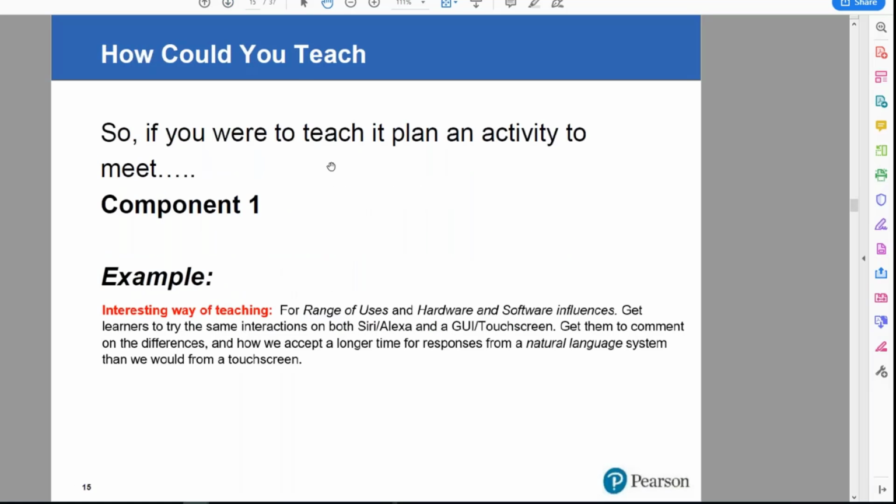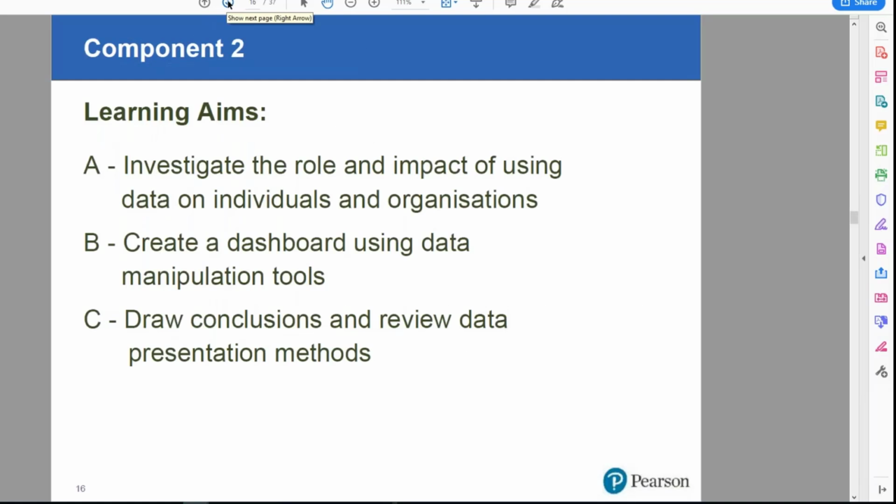Any other questions? So if you were to teach it, oh, we don't want to do activities, do we, on a Thursday afternoon, and when the weather's as good as this?